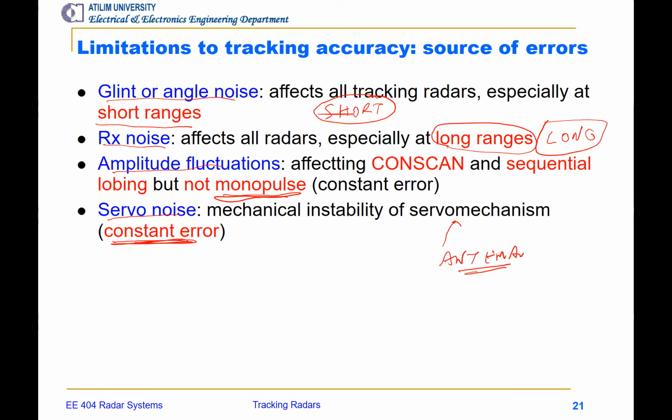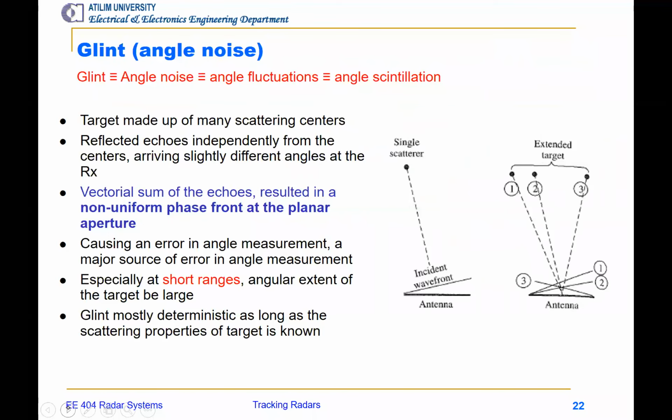Now, if we try to evaluate this: glint or angle noise is a problem for short distances, receiver noise for long distances. Amplitude fluctuation is a problem for conical scan and sequential lobing, but not monopulse. For monopulse, there's a constant error. And for servo noise, there's a constant error. Okay, what about glint or angle noise? There are some other terms that you might come across: angle fluctuation or angle scintillation.